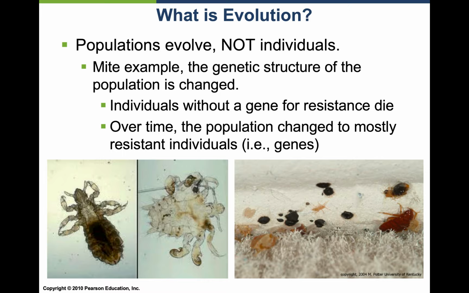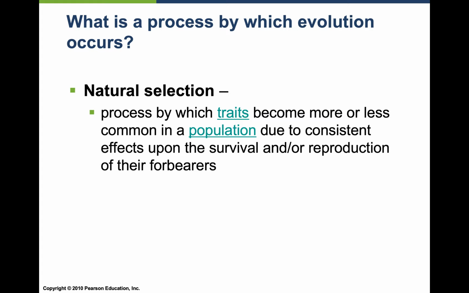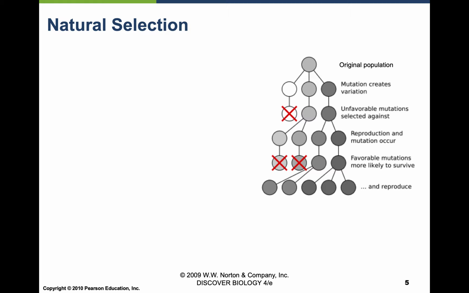So what's the process that evolution occurs? Natural selection is how it occurs. And this is really the process by which traits, usually genetic traits that we're talking about, become more or less common in a population due to consistent effects on survival and reproduction of their forebears. So here's an example of this. Here's how natural selection might play out.